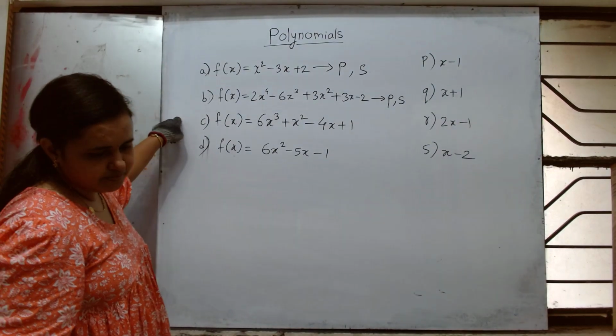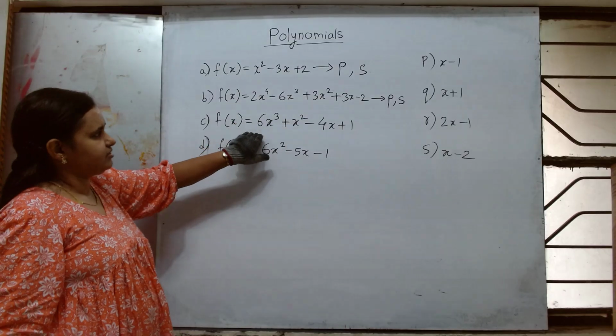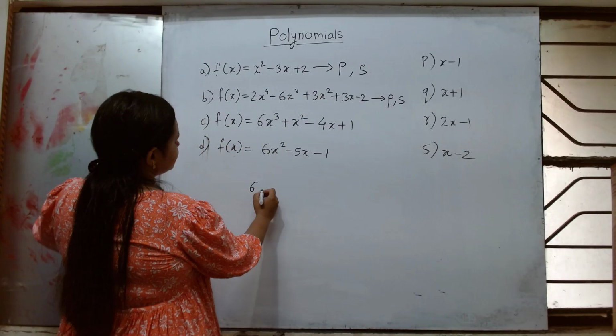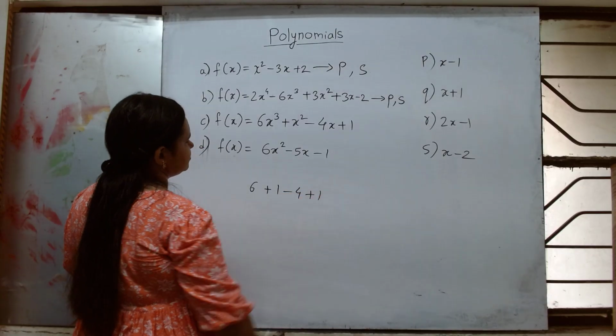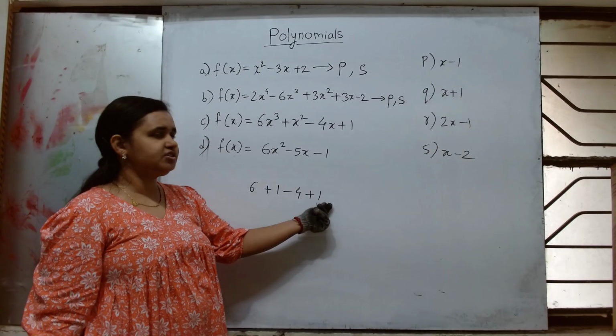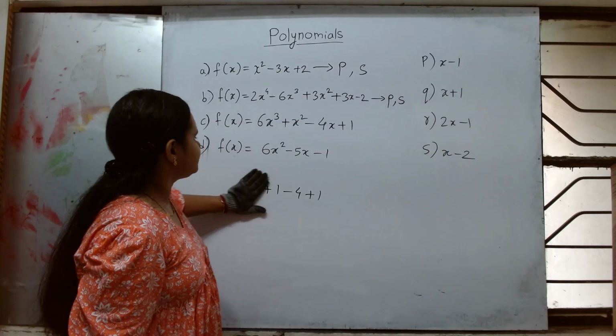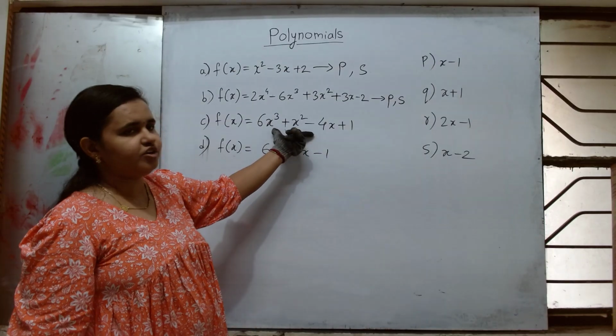Now for C, check whether x minus 1 is a factor. What we will do, we will add the coefficients: 6 plus 1 minus 4 plus 1. So it is 7, 7 minus 4 is 3, 3 plus 1 is 4. So it is not coming 0. Therefore x minus 1 is not a factor of this polynomial.